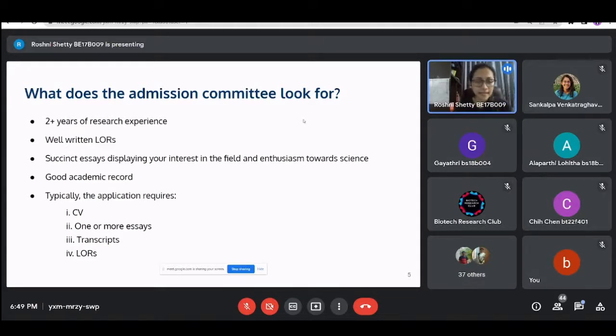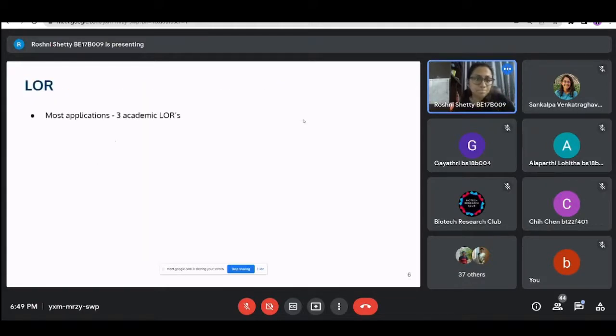And next, the LORs. My next slide is about the LORs. Most of the applications require 3 academic LORs. These could be from your professors, but in case you have done an industrial internship, I think for masters you can ask an industry professional, but then again, it should be academic or core-related. Non-core LORs are not going to be accepted.